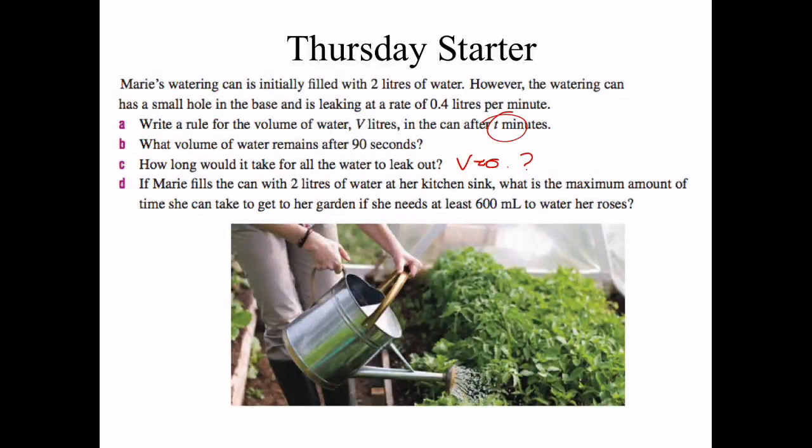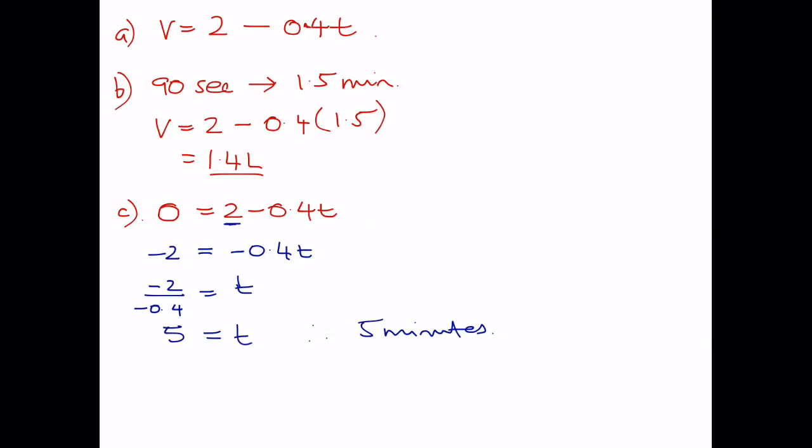All right, part D. Maria fills the can with 2 litres of water at her kitchen sink. What is the maximum amount of time she can take to get to her garden if she needs at least 600 mils to water her roses? So what we need to do here is substitute 600 mils into our equation. 600 mils is 0.6 litres, and we're going to substitute that into our equation, 2 minus 0.4t. We will rearrange that equation much in the same way we did the last one.